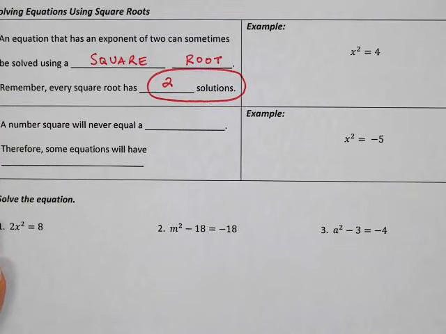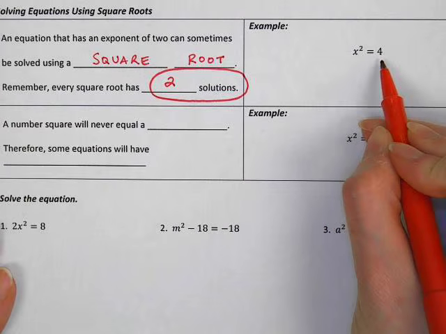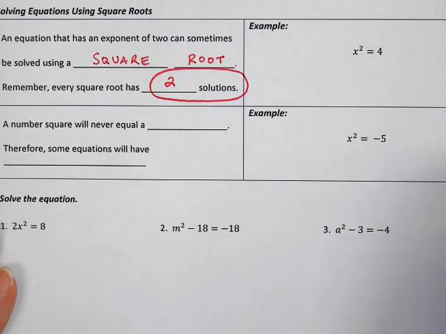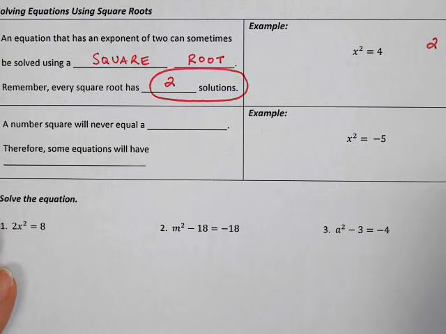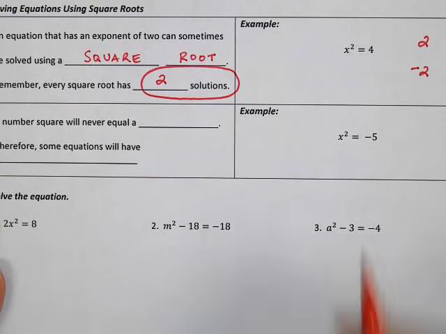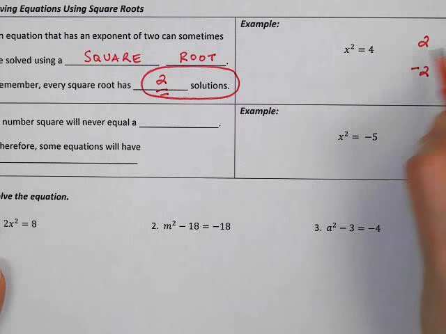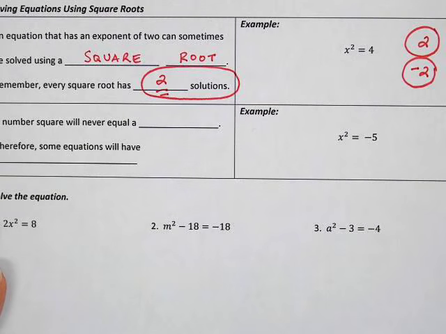Okay, so here's what happens. If I asked you guys, what number squared is 4? What would you say? What number squared is 4? I bet most of you guys would say 2. You're right. There's also another one. There's another number that when you square it, you get 4. And that is negative 2. So that's why there's always 2 solutions. Whenever you have a squared problem, you always get 2 solutions.